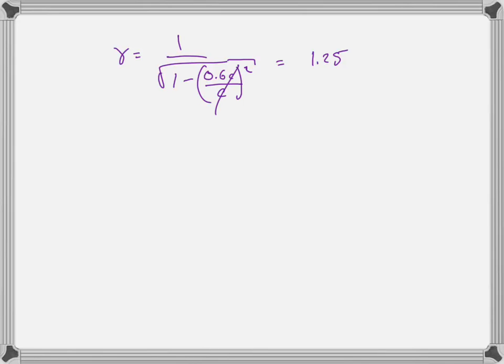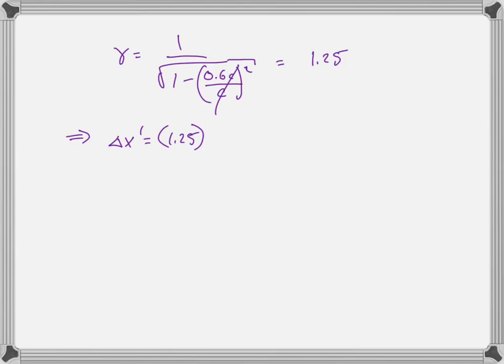Notice also that gamma should always be between 1 and infinity. So it better always be bigger than 1. If you find gamma is less than 1, what you've probably done is by accident inverted it. So therefore, delta x prime is equal to gamma, 1.25.